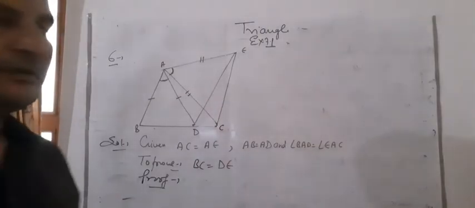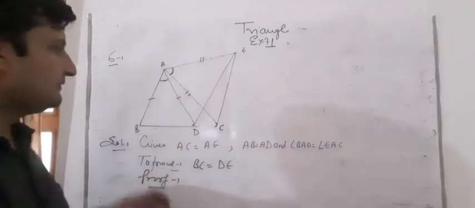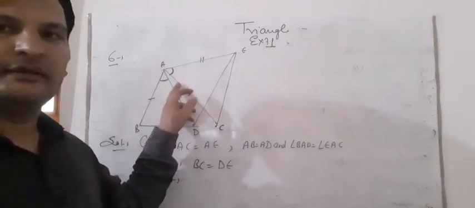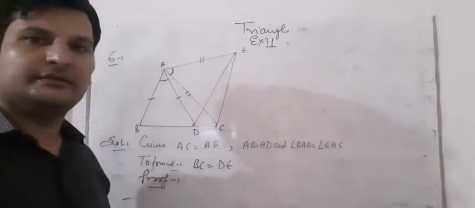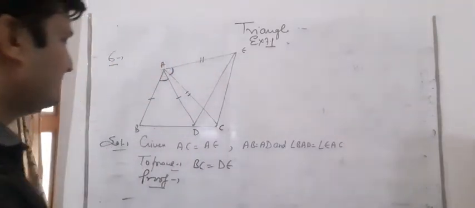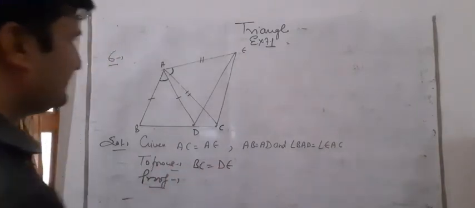So students, how can we prove it? First we will take two triangles, and we can say that angle DAC is the common angle here, so we can add this angle in both the triangles, so we can do it easily. So we will do it. So students, first we will write 'to prove'. To prove, we have written BC is equal to DE.